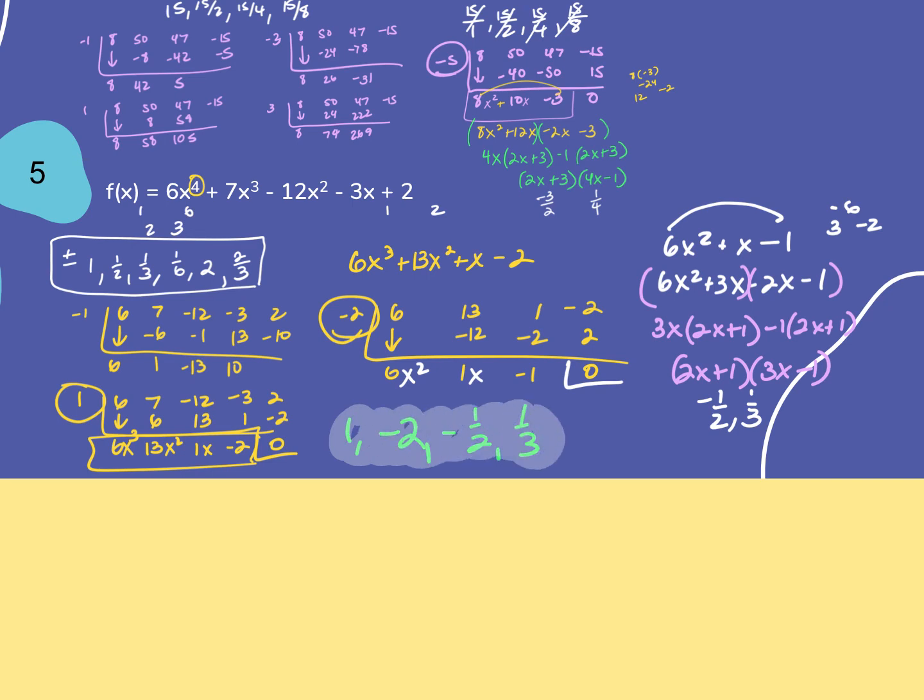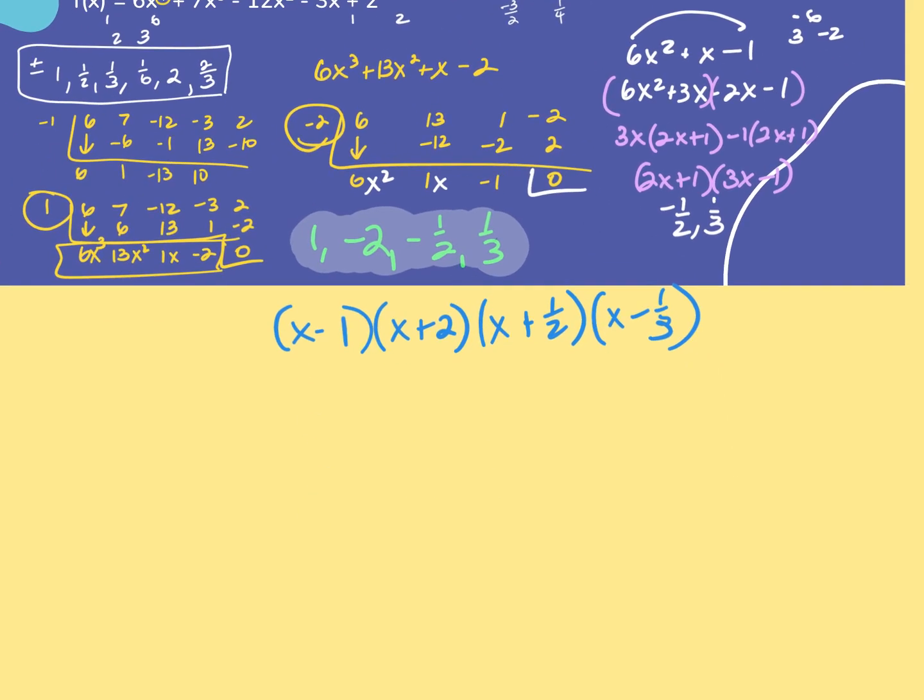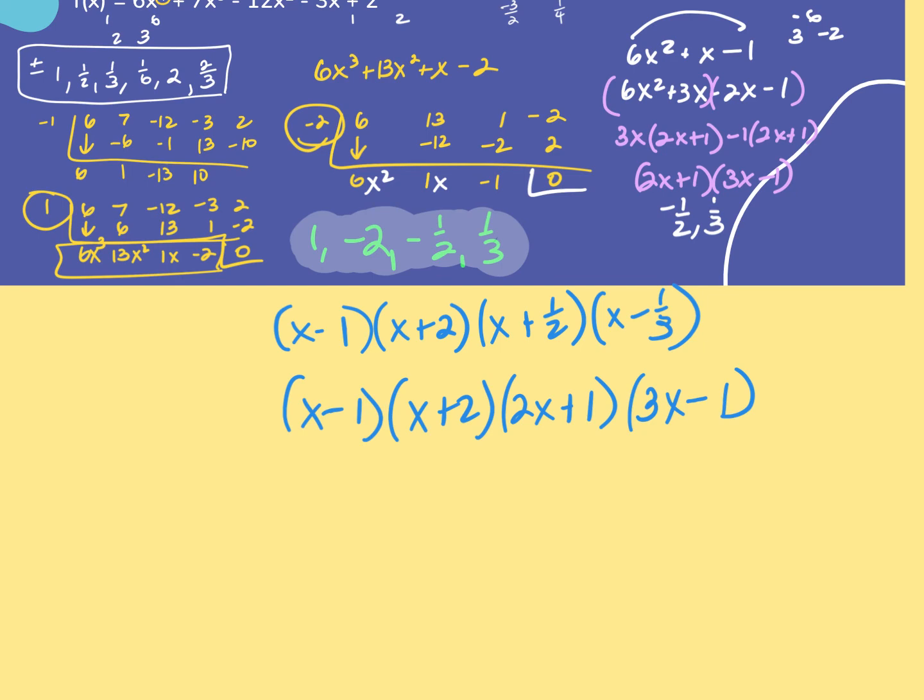On the test, we'll just show this, or we'll show the top. I'm assuming we're going to have both things on there. So you're going to have that, and then you're going to have to write it in factored form. It would be x minus 1, x plus 2, x plus 1/2, x minus 1/3. So I get x minus 1, x plus 2, 2x plus 1, and 3x minus 1. That's how it would look if it was in its factored form.